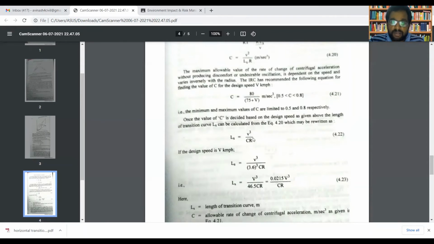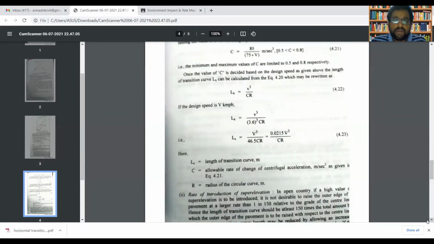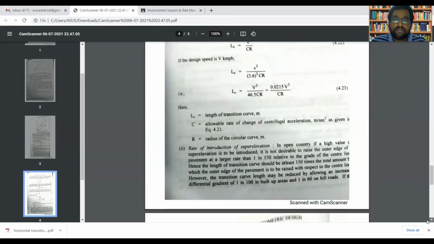If in this expression V, the design speed, is given in kilometer per hour, then you can modify the formula as length of transition curve LS is equal to 0.215 V cube divided by CR, where capital V stands for the design speed. LS is the length of transition curve, C is the allowable rate of change of centrifugal acceleration, and R is the radius of the circular curve.